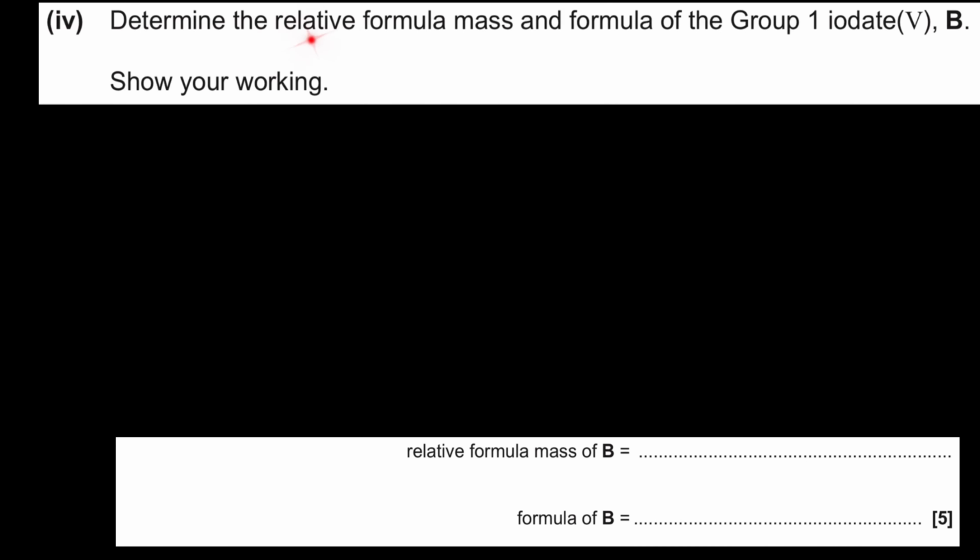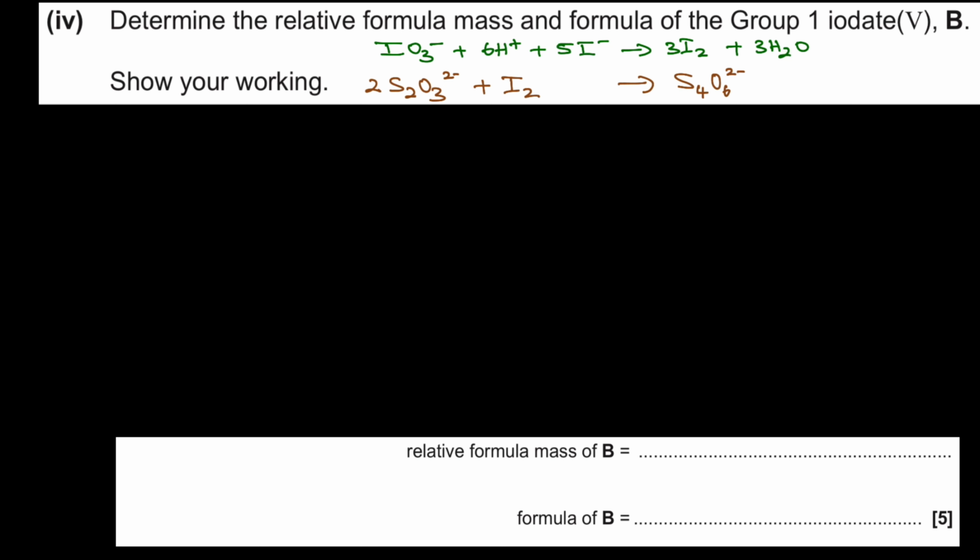Part 4. Determine the relative formula mass and formula of the group 1 iodate(V) B. Show your working. First of all, the iodate ion that we used was IO3- plus acidified, so 6H+, plus 5 iodine minus I-, and that gave us 3I2 plus 3H2O, and the thiosulphate 2S2O3 2- plus I2 that was produced, to then give S4O6 2- plus 2I-.